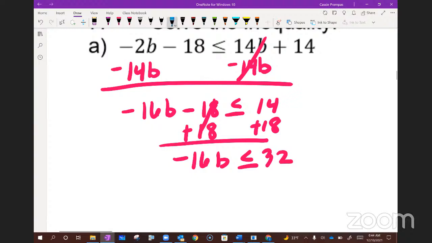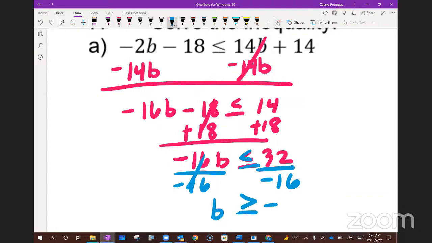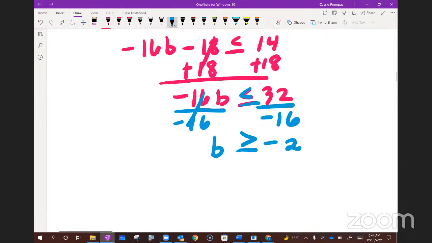Then I divide by negative 16. Yes, I said it weirdly, because you have to think: when you divide by a negative in an inequality, there's something we need to do with that symbol, and that is switch it around. So b should actually be greater than or equal to negative 2. And that's it.